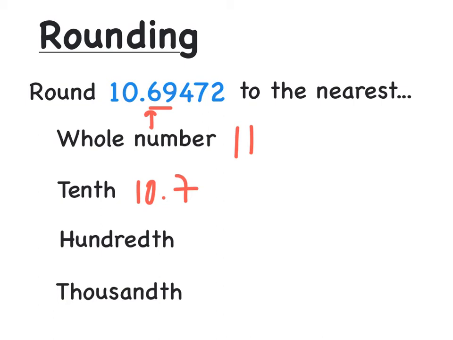The nearest hundredth, again, we're just going to keep going one position further to the right of the decimal place. So in the case of a hundredth, that would be 10.69. And then for thousandth, we're going to go one more position out. So 10.695. So that's how we do that.